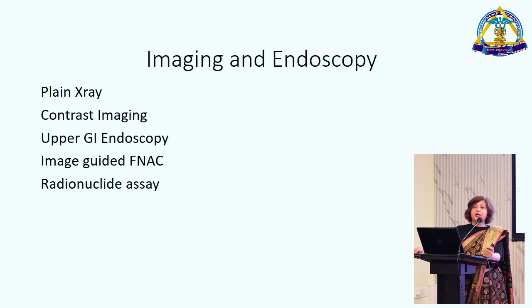If you are suspecting gastric outlet obstruction, you will need to do a gastric lavage before you subject the patient to upper GI endoscopy. Then image guided FNACs: if any of these investigations are suggestive of some kind of a mass lesion in the stomach or outside it, then you may consider doing image guided FNAC. Now, pancreatic malignancies, you will not do FNAC, it is not really required. But if it is an advanced malignancy, where treatment may not be possible, you may think of doing FNAC.